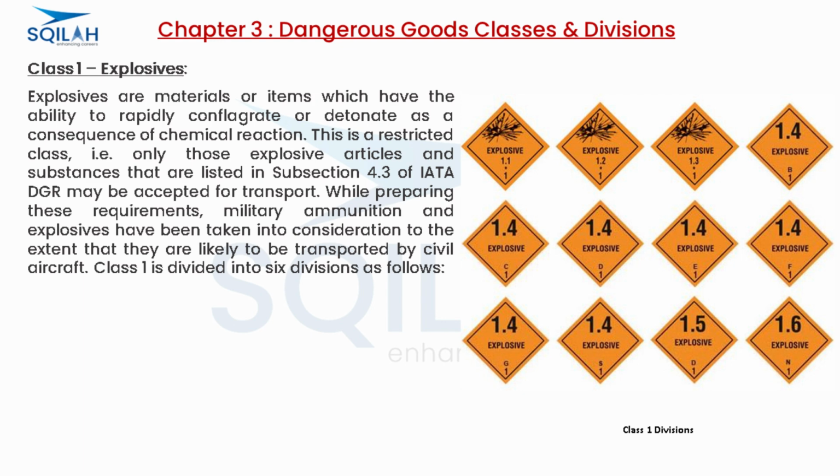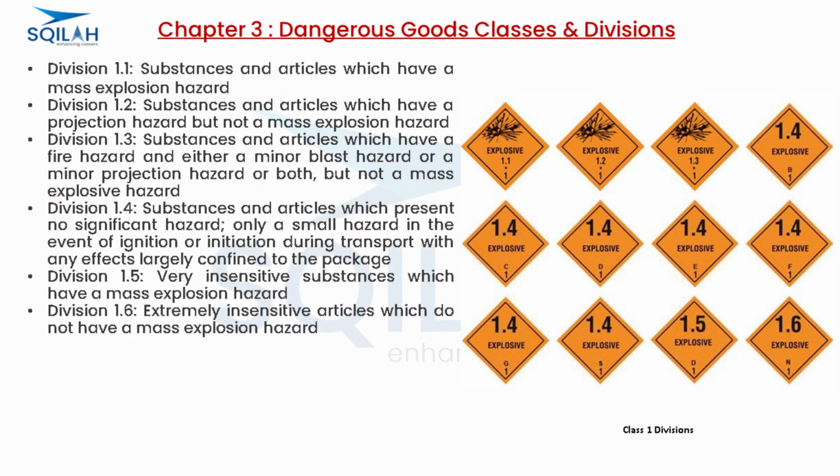Class 1 is divided into 6 divisions as follows. Division 1.1, Substances and Articles which have a mass explosion hazard. Division 1.2, Substances and Articles which have a projection hazard but not a mass explosion hazard. Division 1.3, Substances and Articles which have a fire hazard and either a minor blast hazard or a minor projection hazard or both, but not a mass explosion hazard.